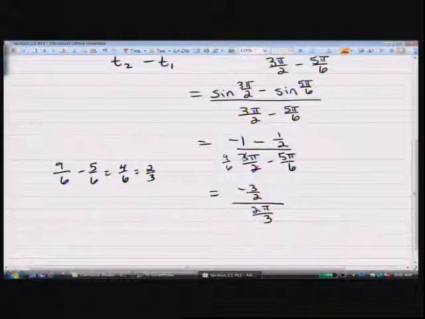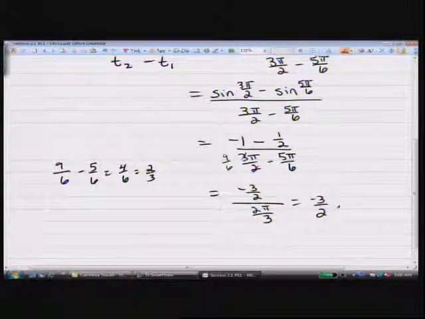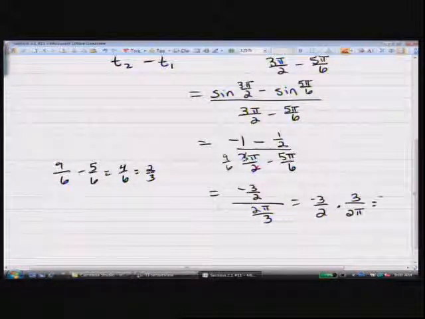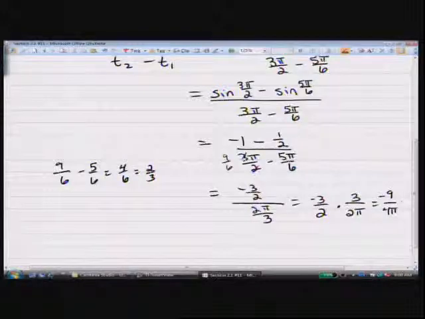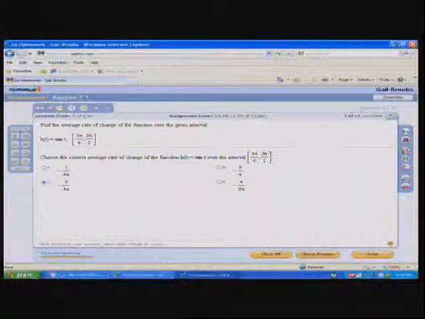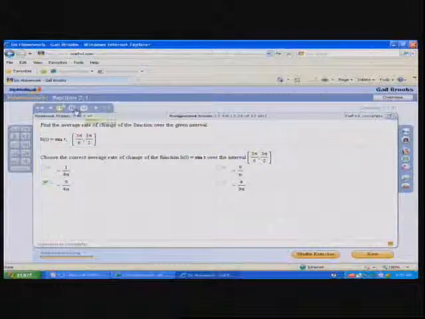And then finally, to divide two fractions, you just flip them. So this is -3/2 times 3 over 2 pi, which is going to make -9 over 4 pi. And then that's one of the answer choices. Is it? -9 over 4 pi. Fantastic. Thank you. Okay, do we have another one?